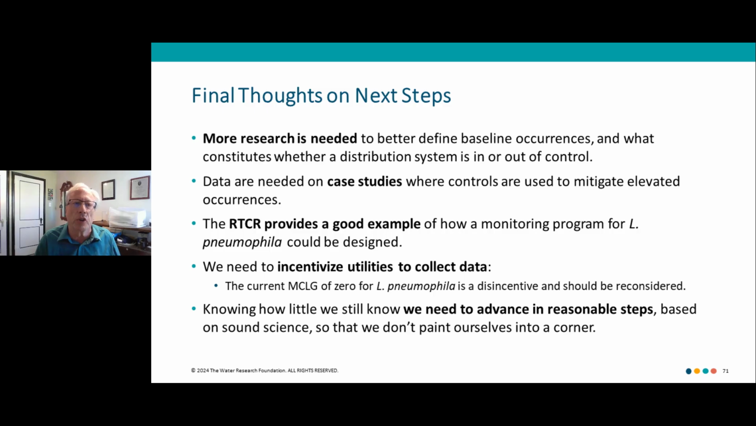The current MCLG of 0 for all Legionella species, including Legionella pneumophila, is actually a disincentive. Now, that was developed back in the 1980s before we knew all that we know today, but we need to bring things up to speed today and adjust that if we can. And finally, knowing how little we still know, we need to advance in reasonable steps based on sound science, so that we don't paint ourselves into a corner.